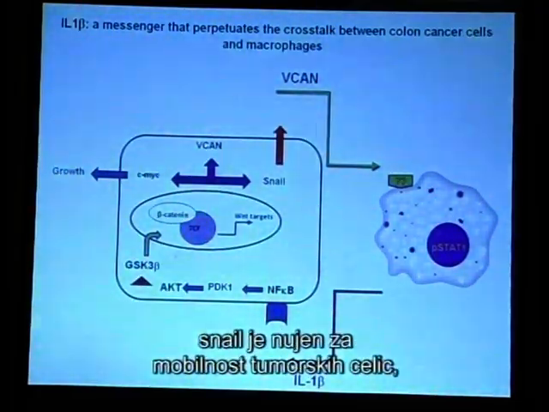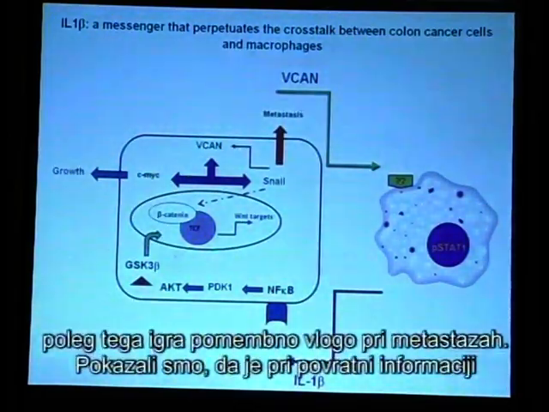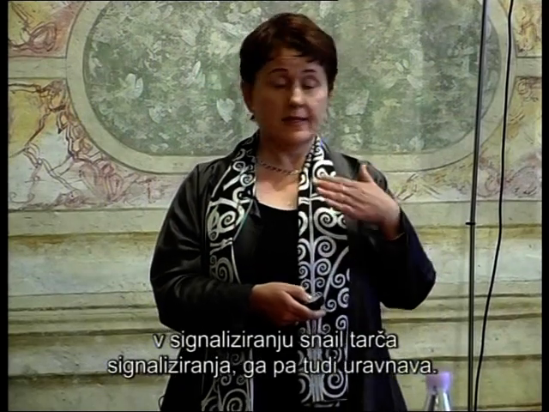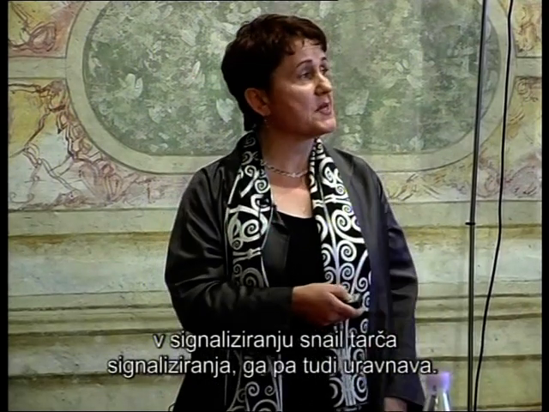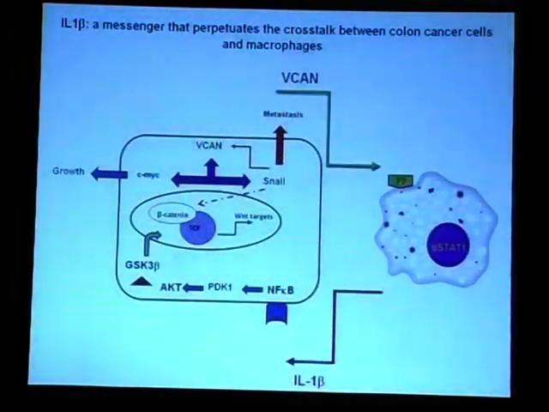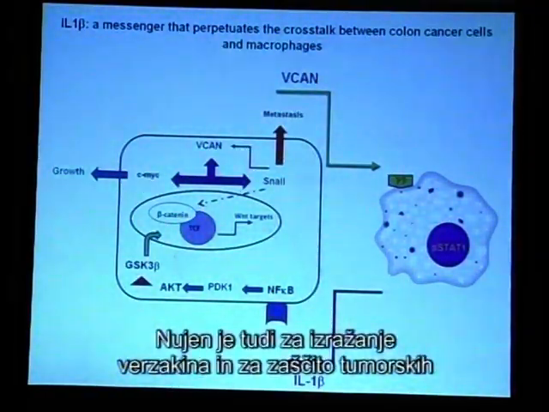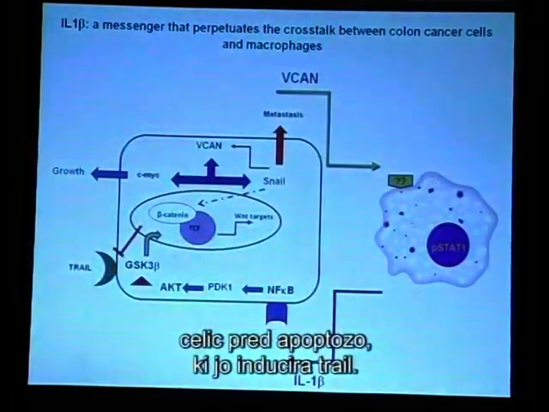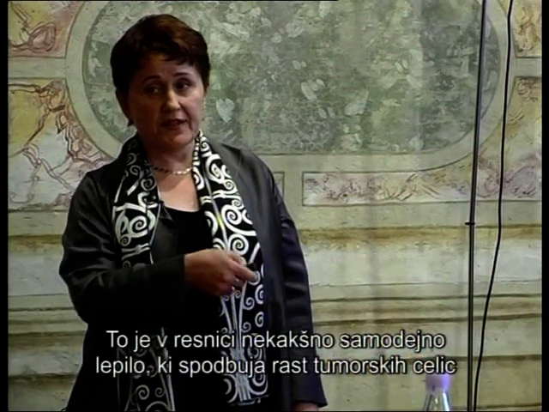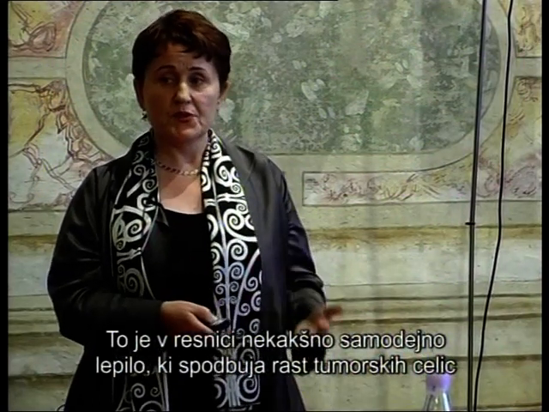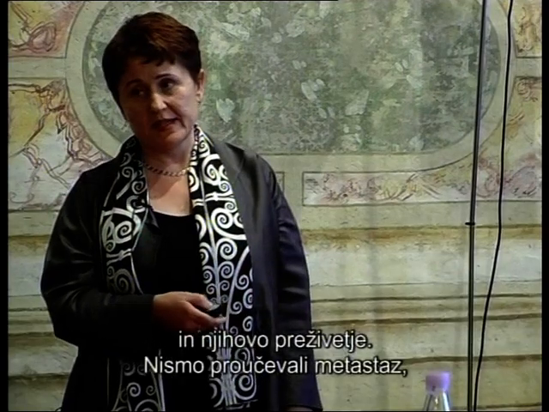Snail is required for motility of cells and plays an important role in metastasis. And we show that it feeds back to Wnt signaling. Snail is a target of Wnt signaling, but also regulates Wnt signaling. And it's required for the expression of bursicane, and it's required for protection of tumor cells from TRAIL-induced apoptosis. So it's really a kind of self-amplifying loop that promotes growth of tumor cells and promotes their survival.